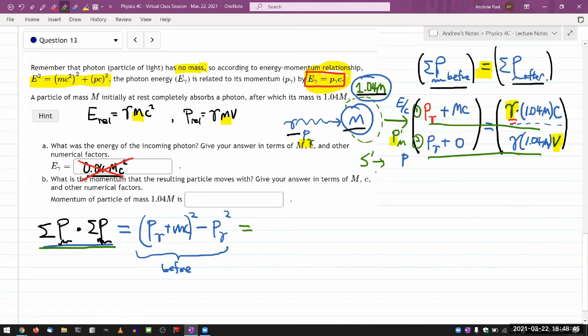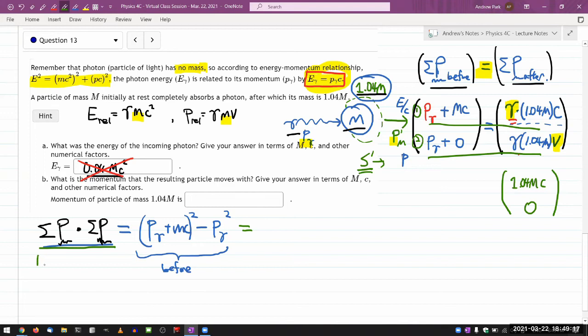Now I don't know how fast this is moving, but I do know that in this reference frame S prime, the time and space coordinate of my momentum four-momentum is gonna be 1.04 mc, rest energy divided by c, and zero momentum. I know that's what my coordinates are in the S prime frame. Now, this is the assertion that I'll make.